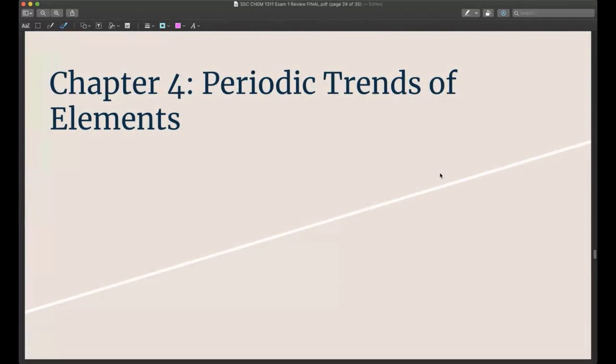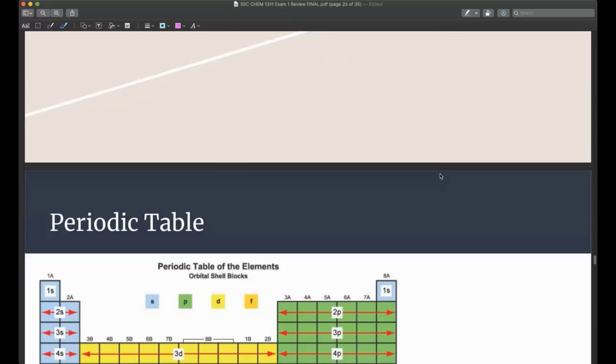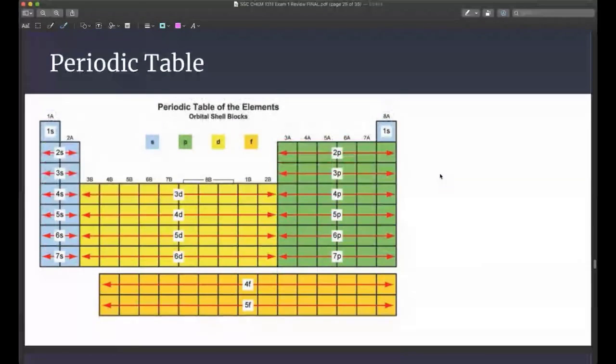Okay, so moving forward, we are going to talk about chapter 4, which is the periodic trends of elements. Here we have the periodic table, and the way it is structured is that it shows the different orbitals that each element has. Let's say hydrogen is in the 1s orbital, and so is helium. Helium is also in the 1s orbital.